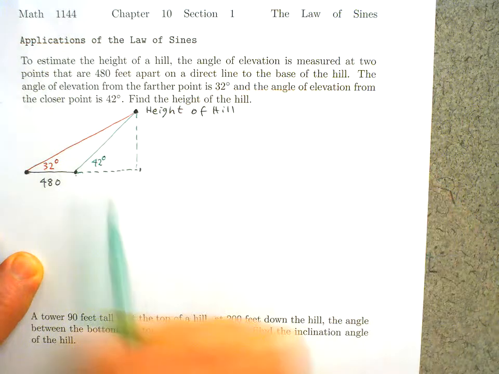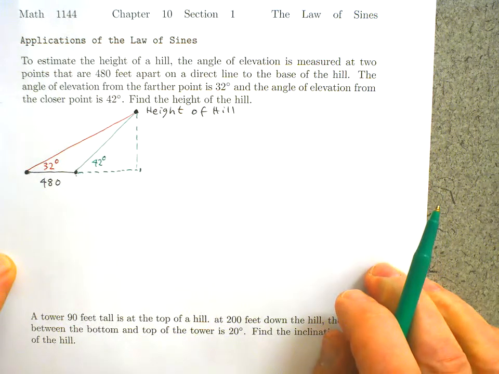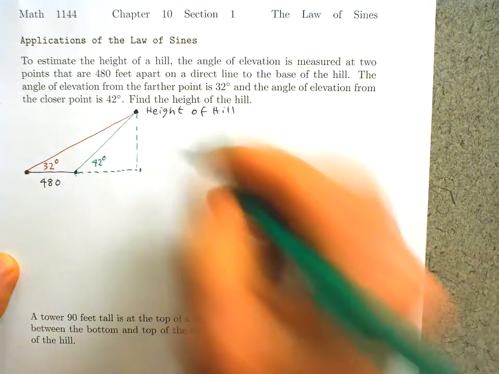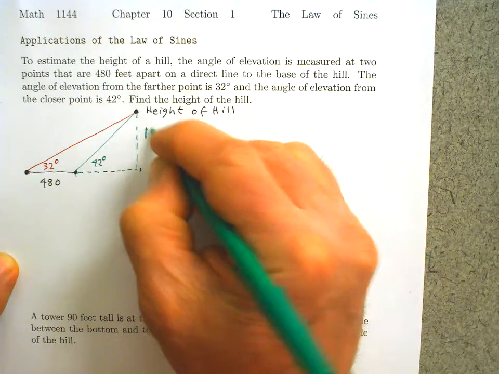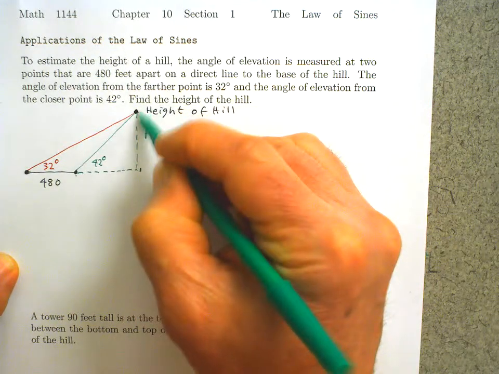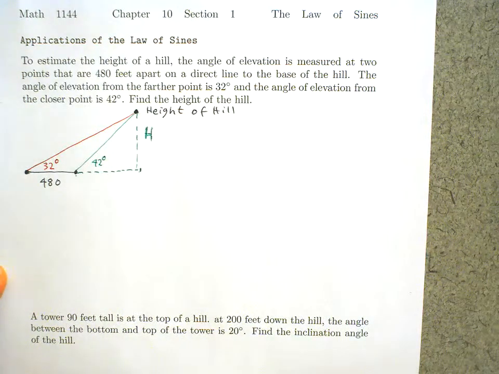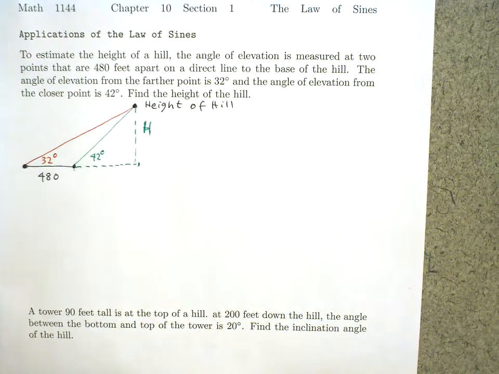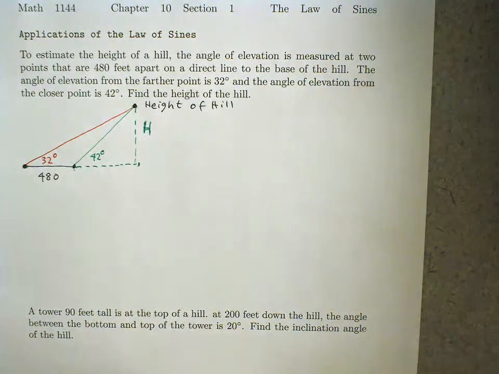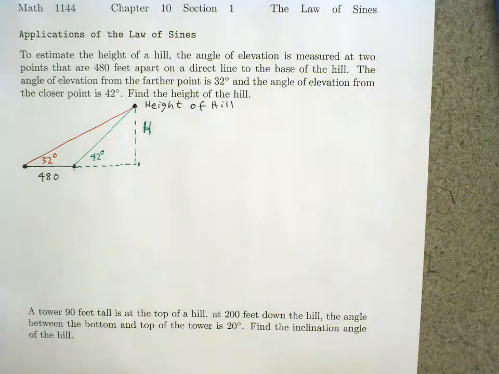And we want to use that information to determine the height of the hill. I'll label this vertical side as H, which represents the height of the hill. So how are we going to do that, I wonder?